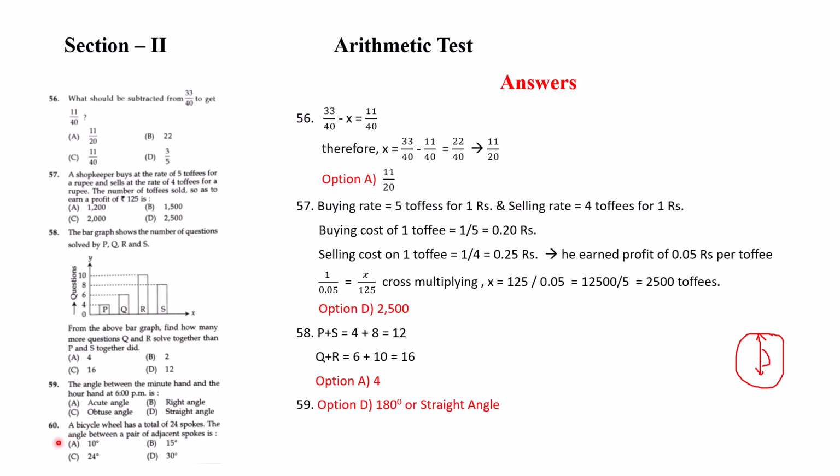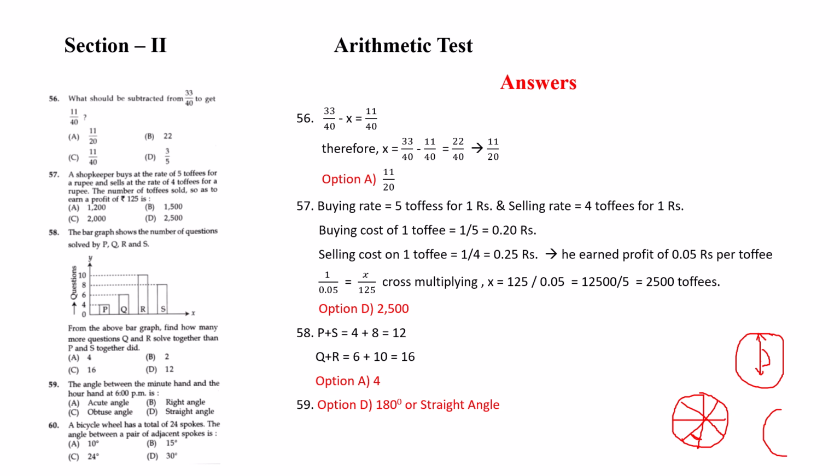Next, question number 60, which says a bicycle wheel has a total of 24 spokes. The angle between a pair of adjacent spokes is how much? If I want to explain this, this is a cycle which has 24 spokes like this, something like this, and he is asking what is the angle between these two spokes.